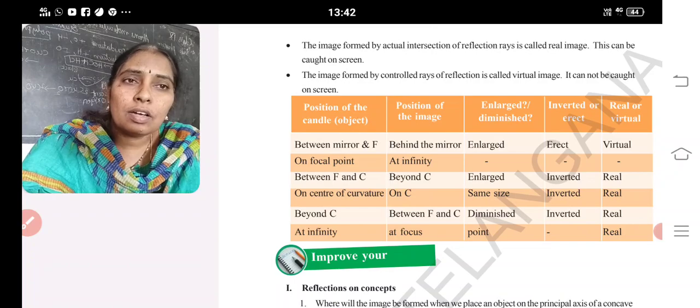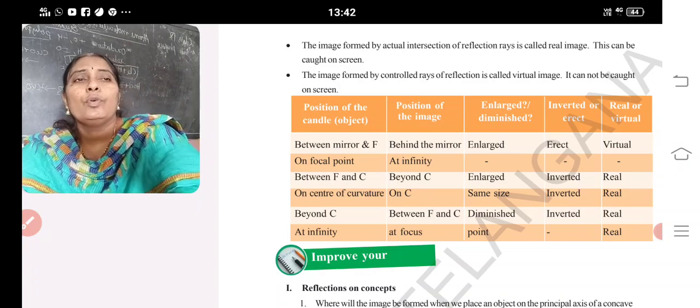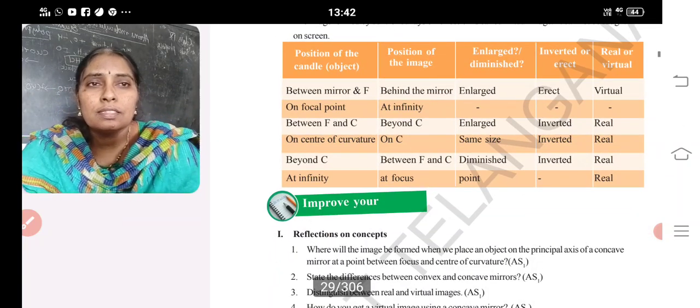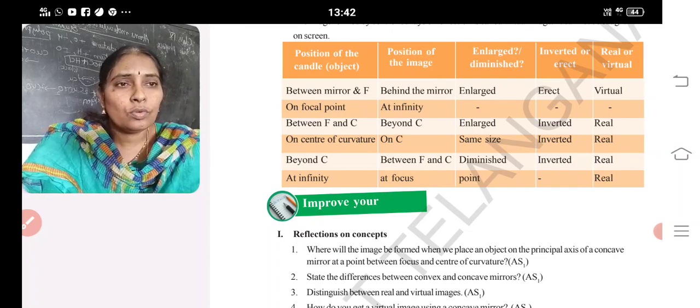On C, same size, inverted, real. Behind C, image between F and C, inverted, real. At infinity, image at focus. These are some important points for the long answer on this table. Underline and write it one time in your classwork. Turn the classwork from the back, and write it one time.